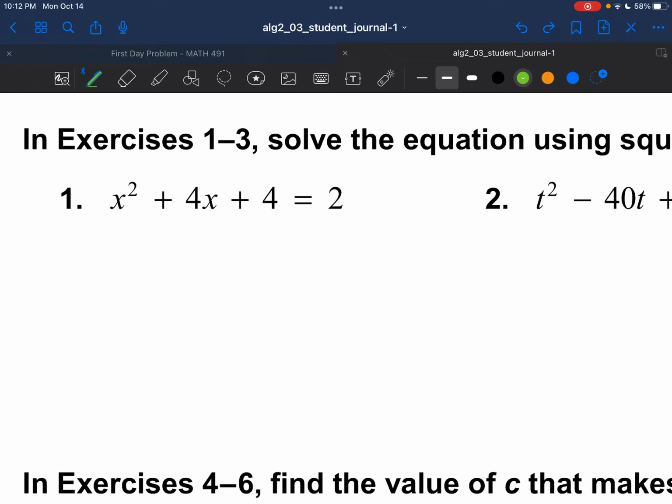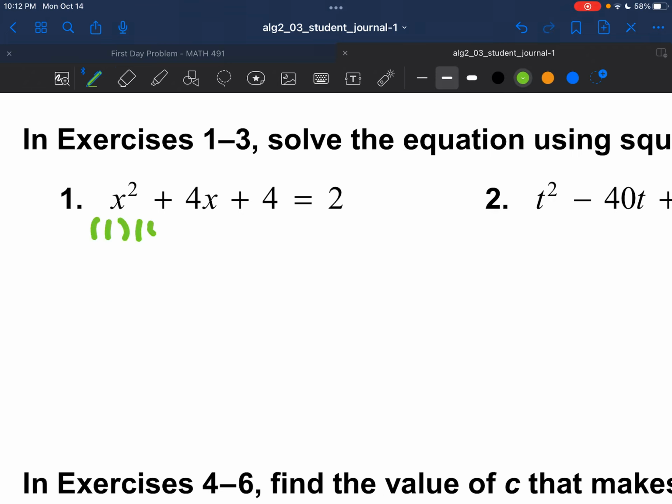So the first thing that I'm going to do is factor this piece. I know that this is going to factor into (x + 2)² = 2. But let's talk about why that happens.